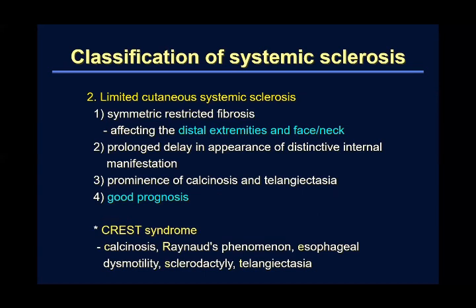It can present with CREST syndrome. CREST syndrome means there is calcinosis, Raynaud's phenomena, esophageal motility disorder, sclerodactyly, and telangiectasia. So limited disease usually presents with mild skin manifestation without internal organ involvement, and a variant of limited disease is CREST syndrome.